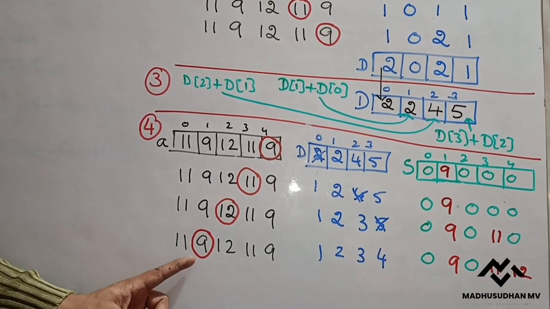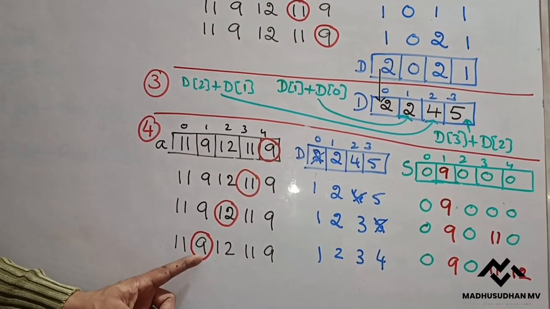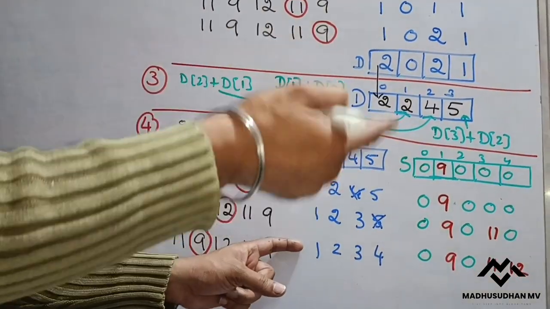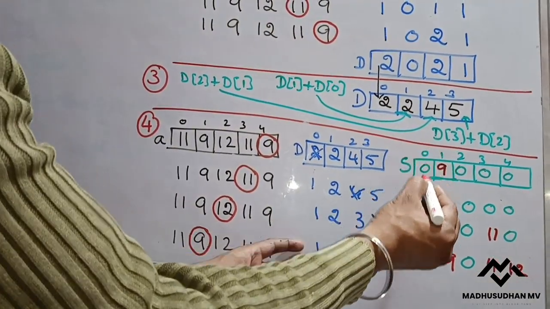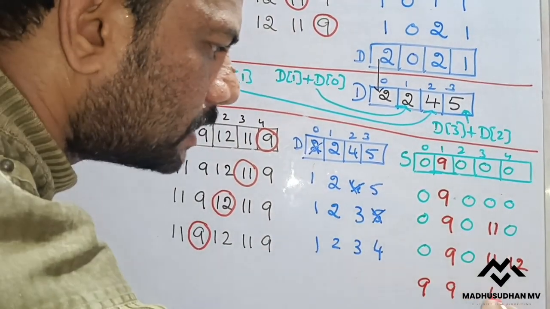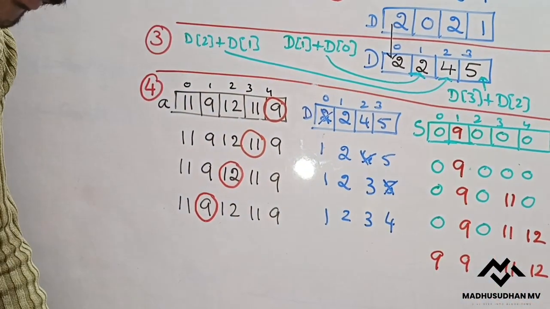So again, element minus minimum. 9 minus 9 is 0. In position 0, what value am I having? 1. So minus 1, that means 1 minus 1, 0. In position 0, I'm writing this element 9. So the remaining elements I'm writing as they are.